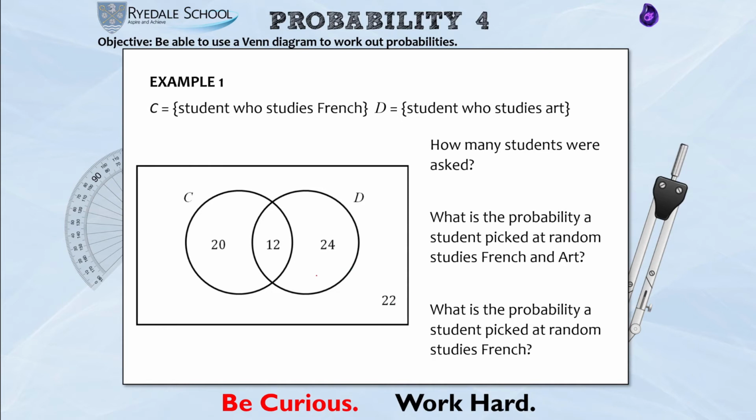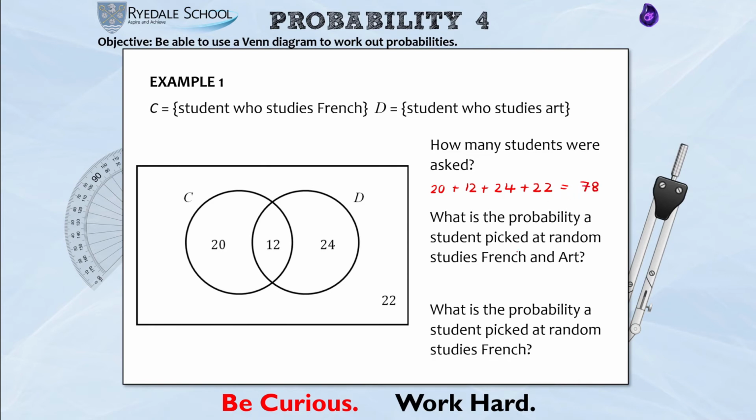The first question is, how many students were asked? In other words, how many pieces of data does this Venn diagram represent? All we have to do to answer this question is add all these numbers together. So 20, 40, 60, 70, 78.